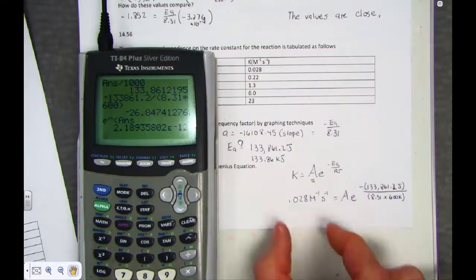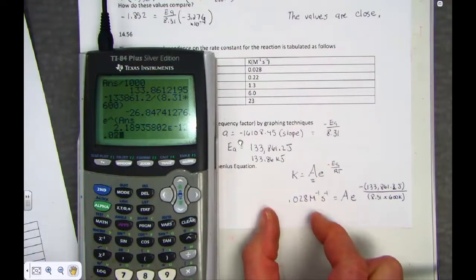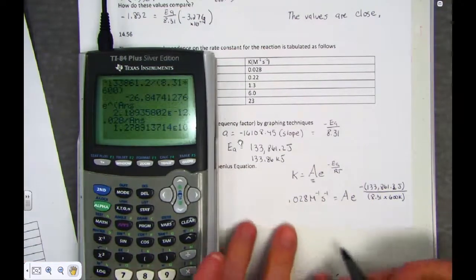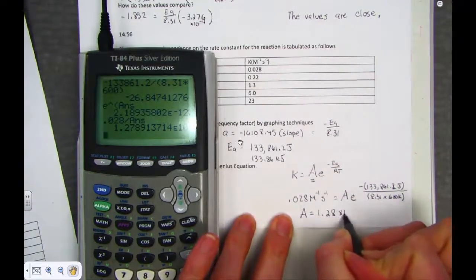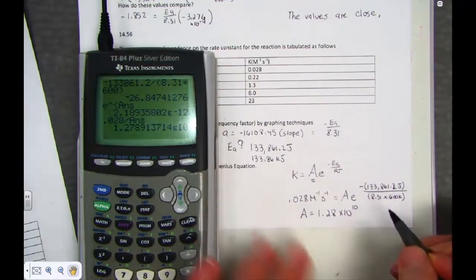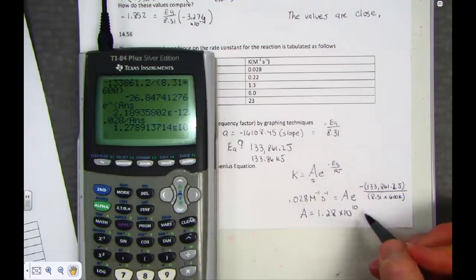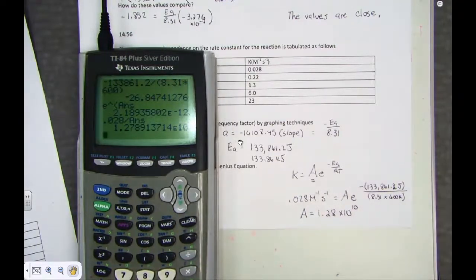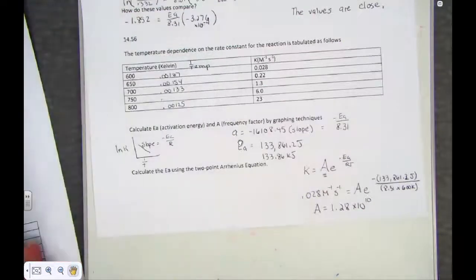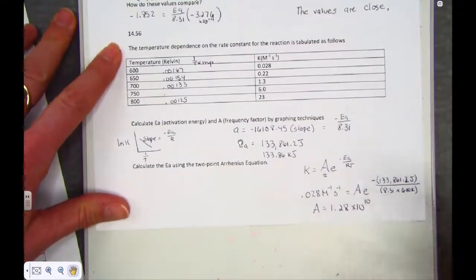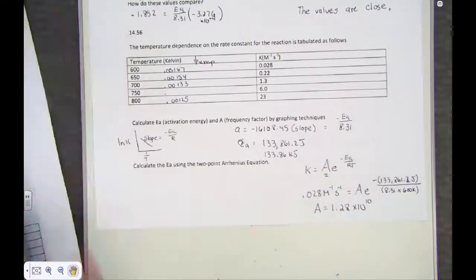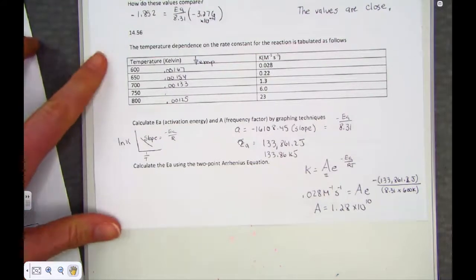Now, of course, to pull out A, I have to start on the left side. 0.028 divided by that answer, and I get a value. A is 1.28 times 10 to the 10th power. A little over a billion. 12 billion molecules are meeting the criteria of energy and orientation. So this is a number telling us how many molecules are being successful in their collision orientation and with their energy barrier.